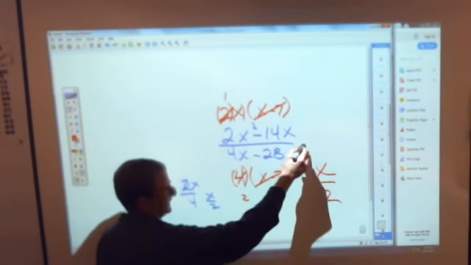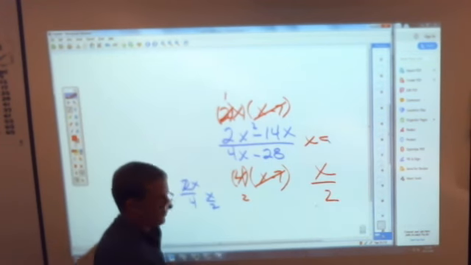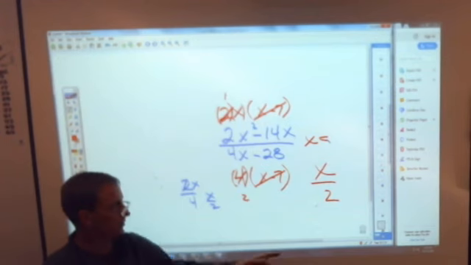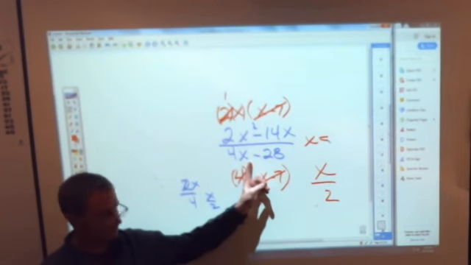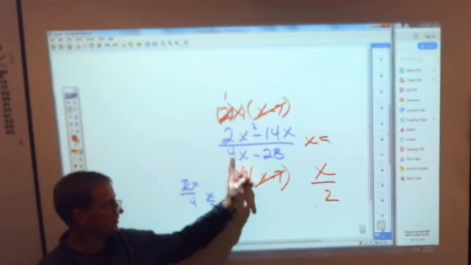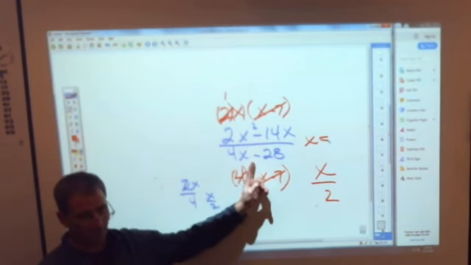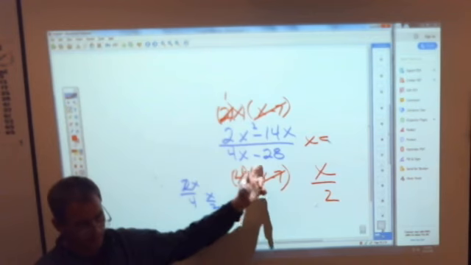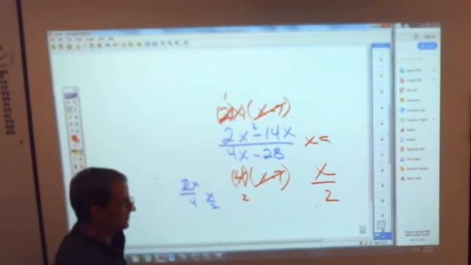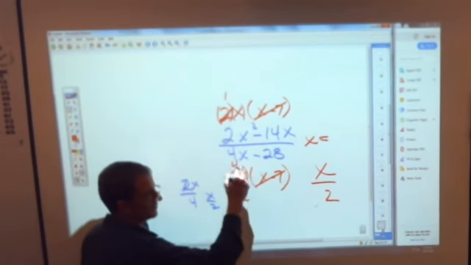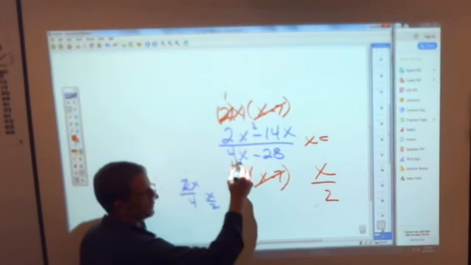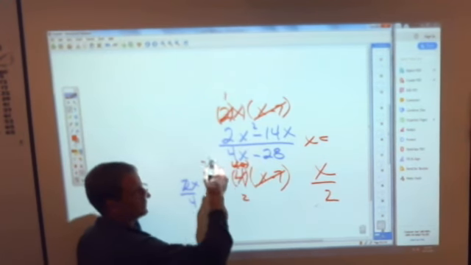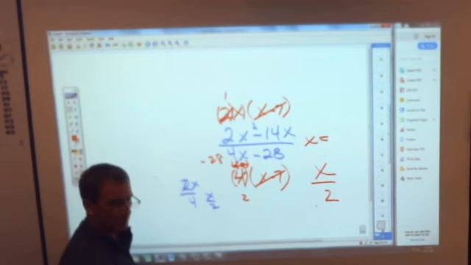Which, by the way, what can't x be? We talked about this before. You can never get a 0 on the bottom of a fraction. So what could my x not be here? 0? No, because 4 times 0 is 0, and 0 minus 28 would give me a minus 28 on the bottom. x could be 0, because 4 times 0 is 0, but 0 minus 28 is minus 28. I could have x be 0. That would be fine.